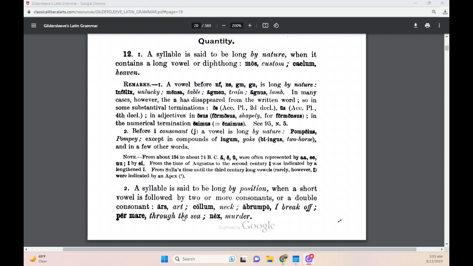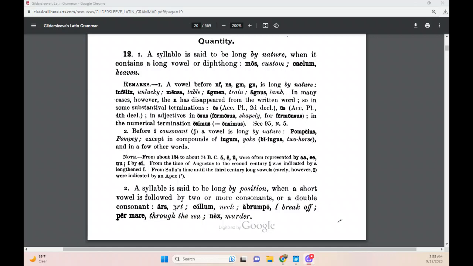And when we slow down in order to articulate those consonants, it causes us to lengthen the vowel that comes before them. So that's why even though we have a short vowel, the syllable will be long because we have to speak it slowly in order to articulate the different consonant sounds that need to be made. So that's the reason for the rule.